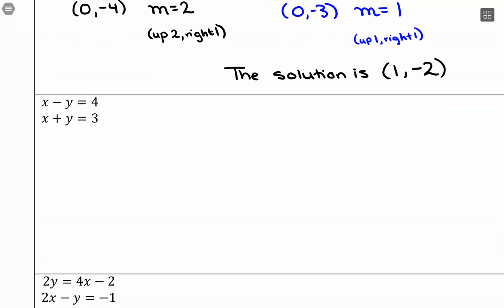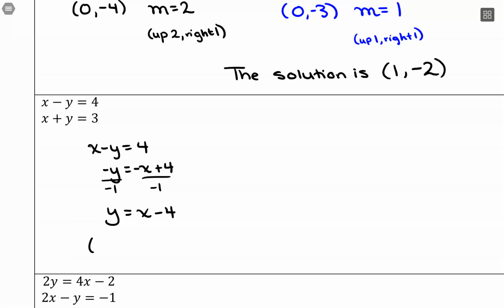Alright, let's look at x minus y equals 4. So I'm going to solve for y so I can get my slope-intercept form. Subtract x from both sides, so -y equals -x plus 4. Divide by -1. So I'll have y equals x minus 4.